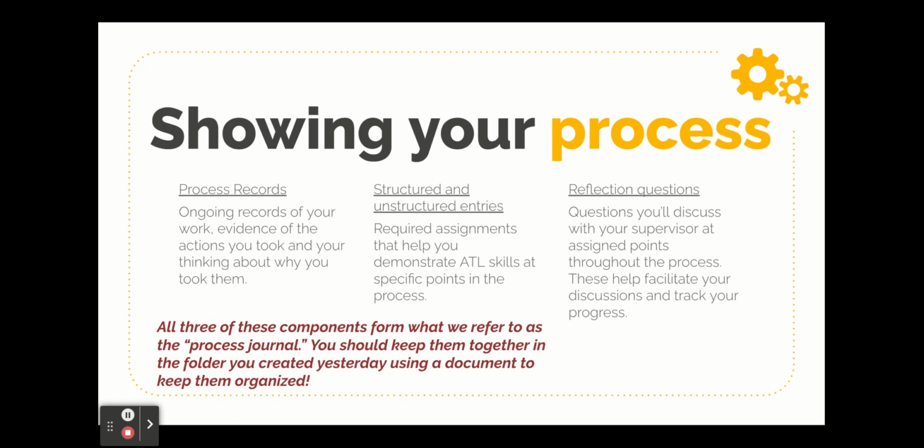The other two parts of the journal serve to help you demonstrate your skills as you're working to achieve your learning goal and create your final product or outcome, and to help you stay on track with your supervisor as you meet monthly throughout the process. So the process records are both the evidence of the work that you're doing and a structure to help you get things done.